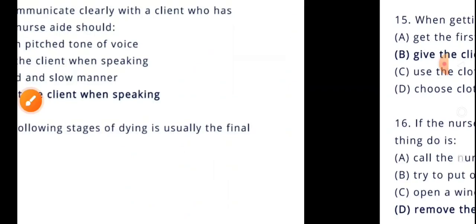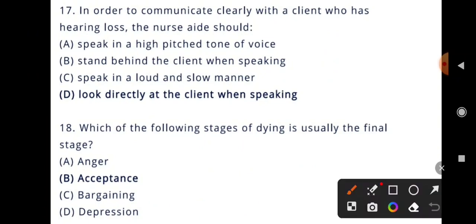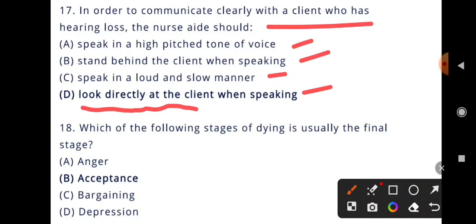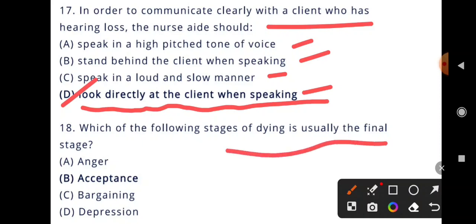So next question. In order to communicate clearly with a client who has hearing loss, the nurse aide should speak in a high pitched tone of voice, stand behind the client when speaking, speak in a loud and slow manner, or look directly at the client when speaking. So she has to look directly at the client when speaking. Option D.